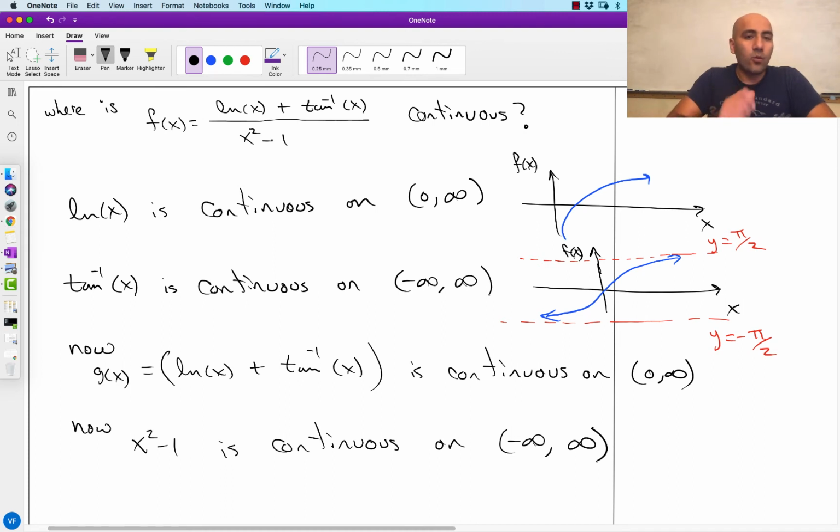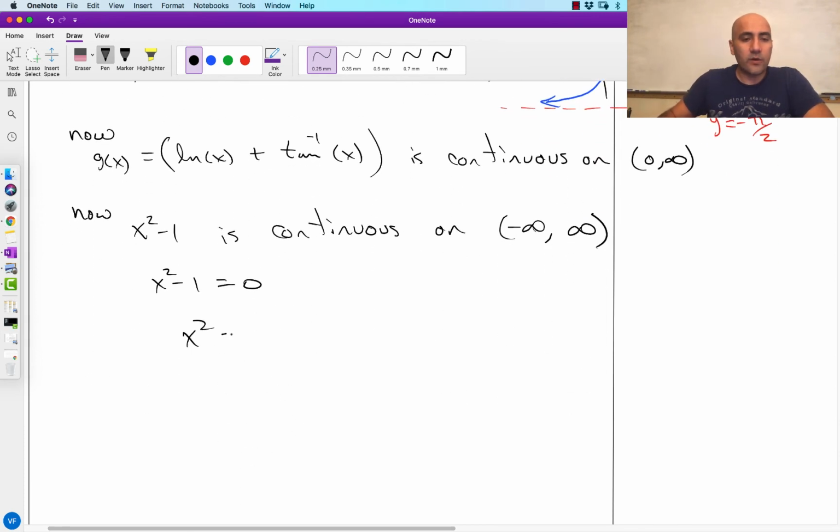But we do have to throw in one extra little caveat here. When we divide these, we have to make sure that the denominator doesn't equal 0. So we do have to solve for that. If we think about x squared minus 1 equal to 0, and we solve for x squared, we get that x squared equals 1. So x equals plus or minus root 1, so x equals plus or minus 1. So at x equals plus or minus 1, we're going to get a 0 in the denominator. So we want to avoid those values.